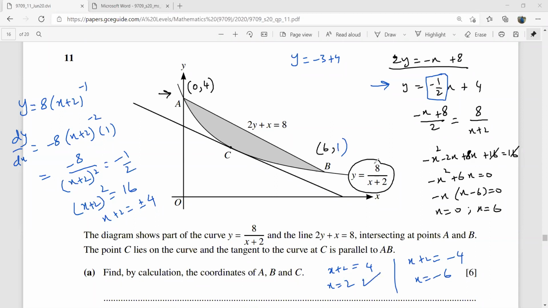X equal to 2. You put this back into this equation, you will have y equal to 8 over 4, that is 2. So this point C is going to be 2 comma 2. Point C is 2 comma 2. Okay, remember these points, write them down, because for the second part you will be needing this.